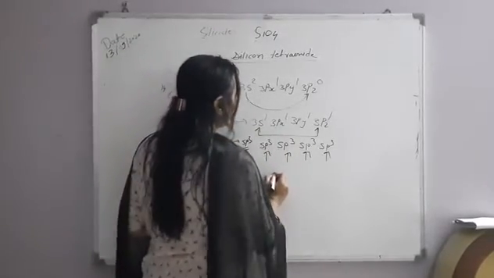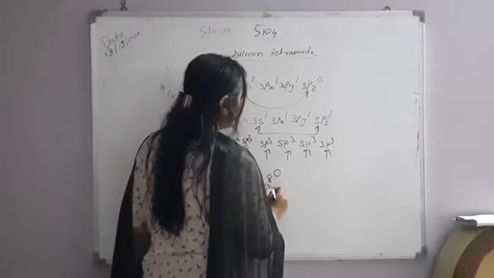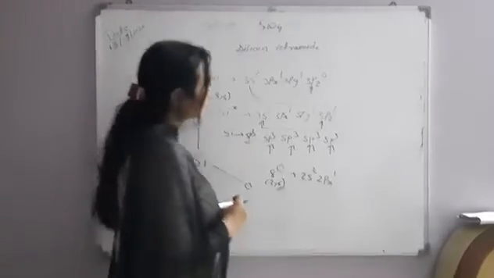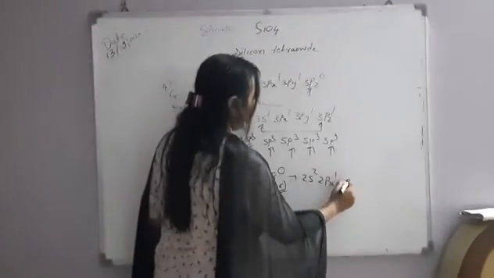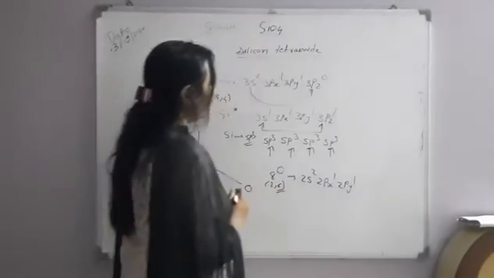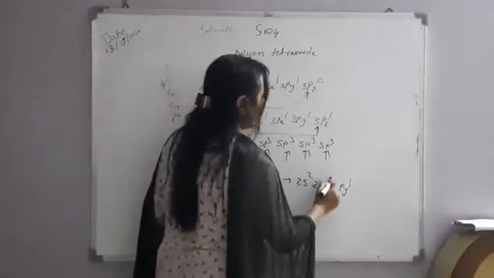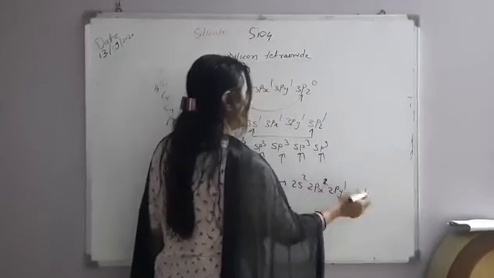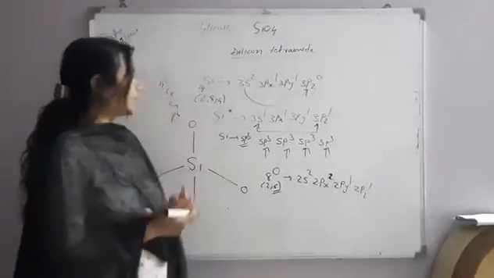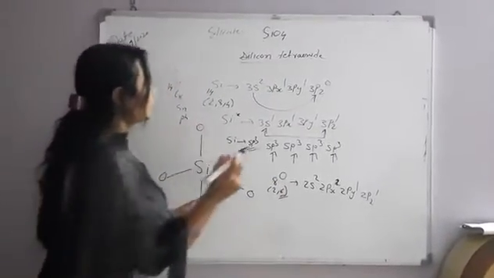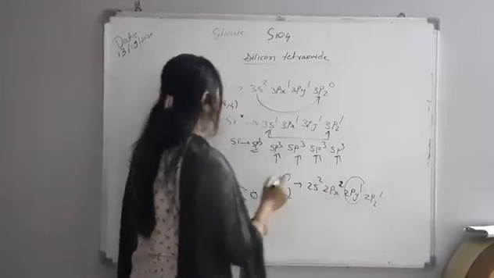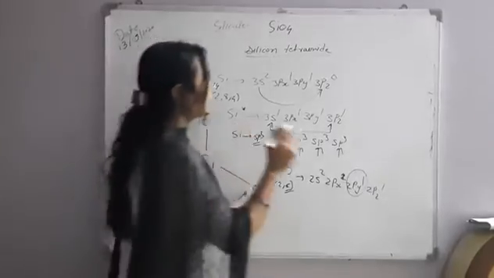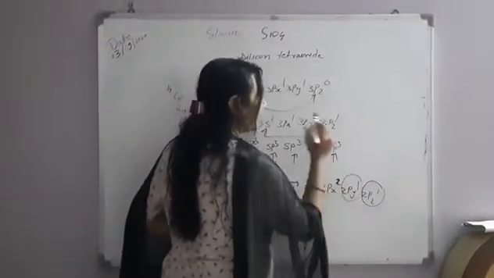But prior to that, we should note that oxygen has atomic number 8, configuration 2, 6. Its outer electronic configuration is 2s2, 2px2, 2py1 and 2pz1. So oxygen has 2 unpaired electrons. The 2py of oxygen will overlap with the sp3 hybrid orbital of silicon and form the Si-O bond.